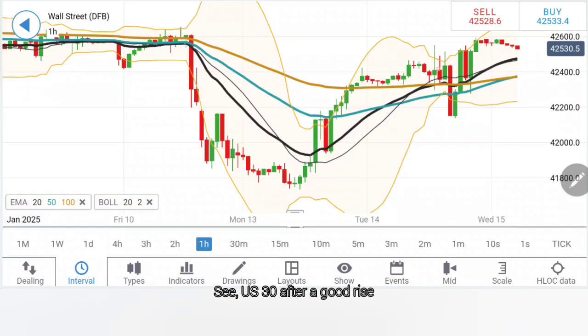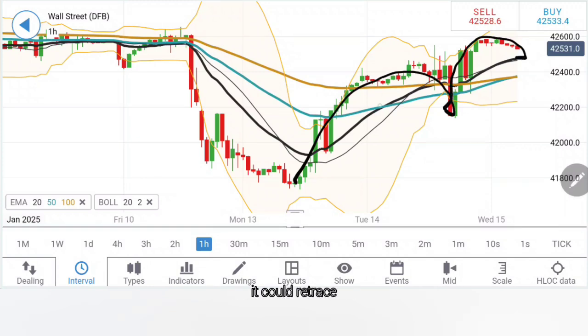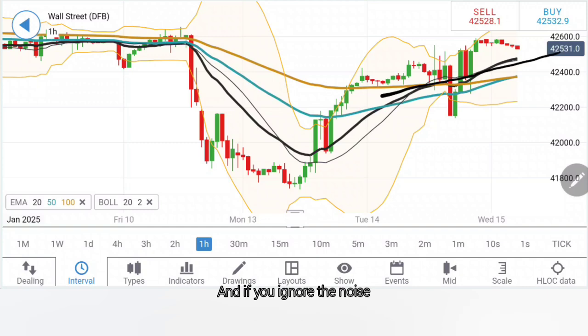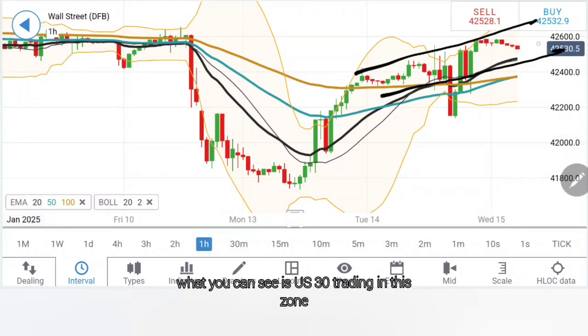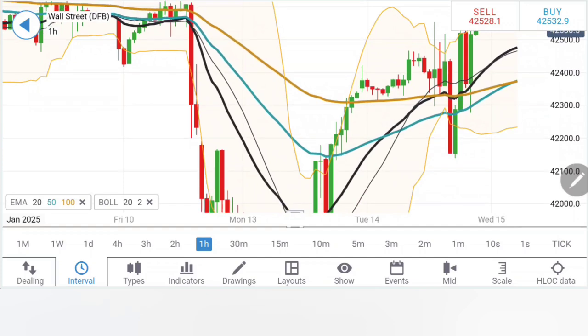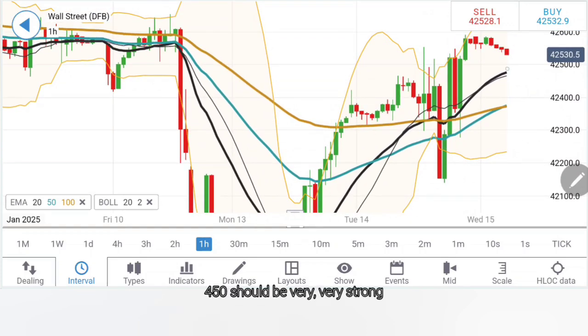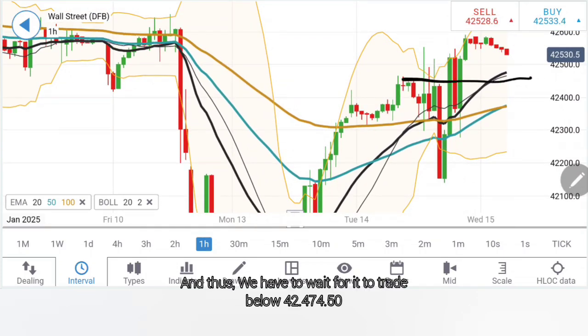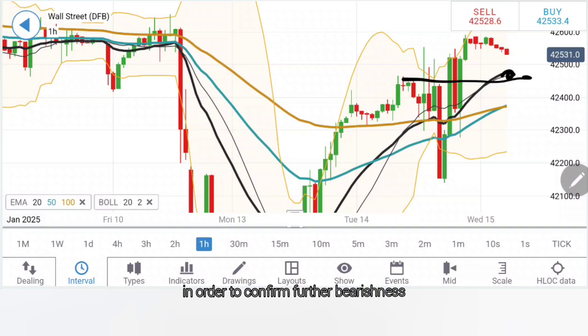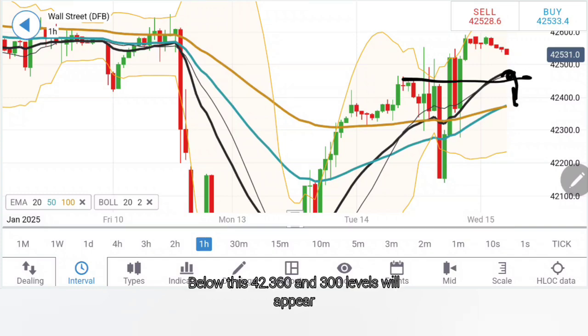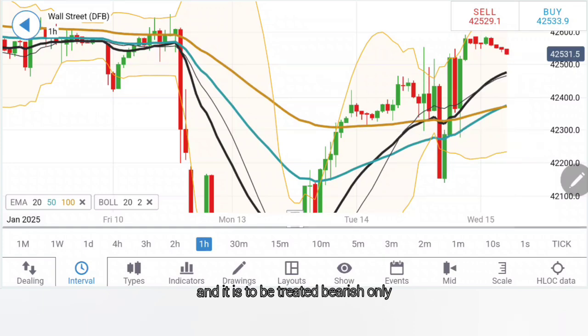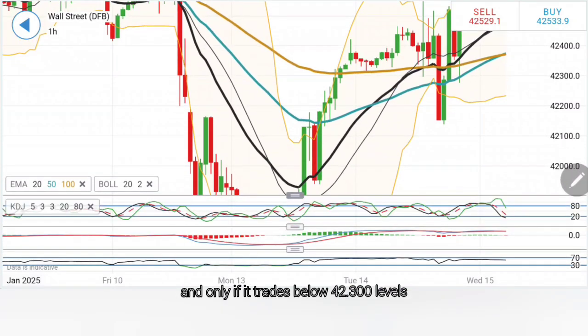See, US30, after a good rise, is trying to retrace what it has done. Rise, retracement, rise, it could retrace. Now, see, this is the noise here, and if you ignore the noise, what you can see is US30 trading in this zone where the support level still towards 42,470, 450 should be very strong, and thus we have to wait for it to trade below 42,470, 450 in order to confirm further bearishness. Below this, 42,360 and 300 levels will appear, and it is to be treated bearish only and only if it trades below 42,300 levels.